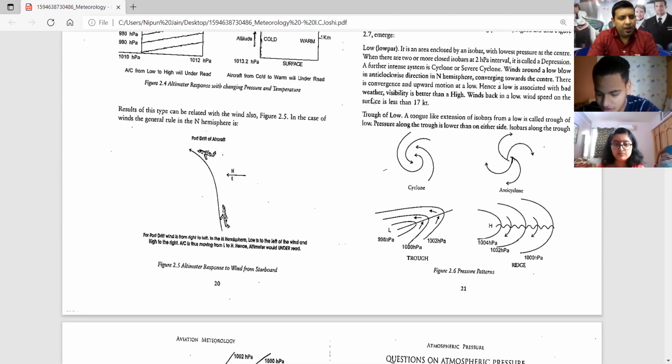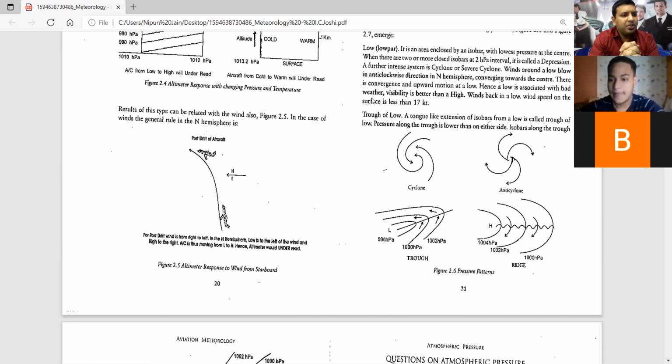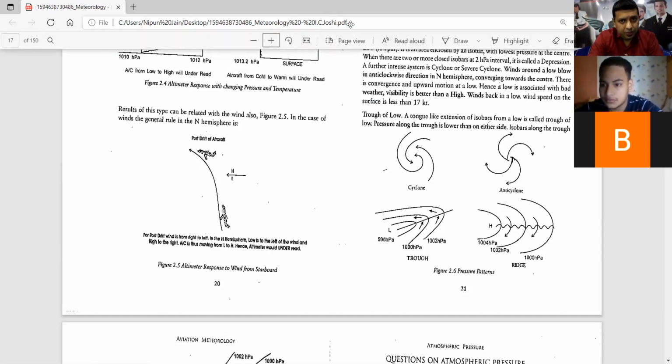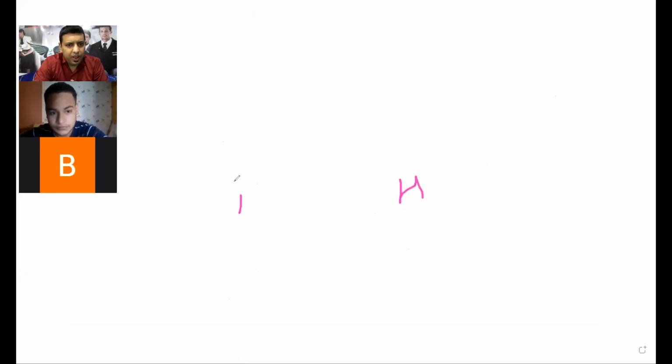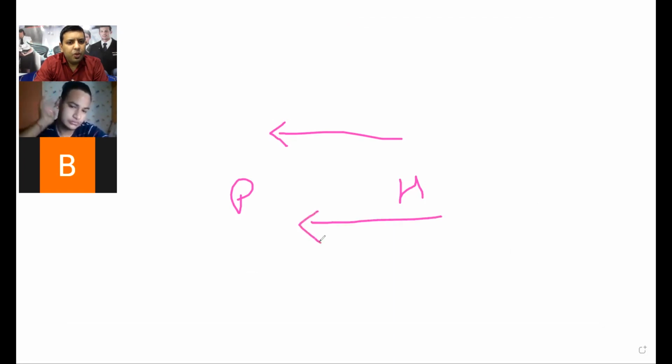Results of this type can be related to wind also. Now what will happen if there is a high pressure and low pressure system? There will also be a wind. You are traveling from high pressure to low pressure, so the wind will also travel from high pressure to low pressure. Let's say you are flying from high pressure to low pressure. You are flying this way. So you have a tailwind because wind also flows from high pressure to low pressure, right? So you have a tailwind, a wind hitting from your back.